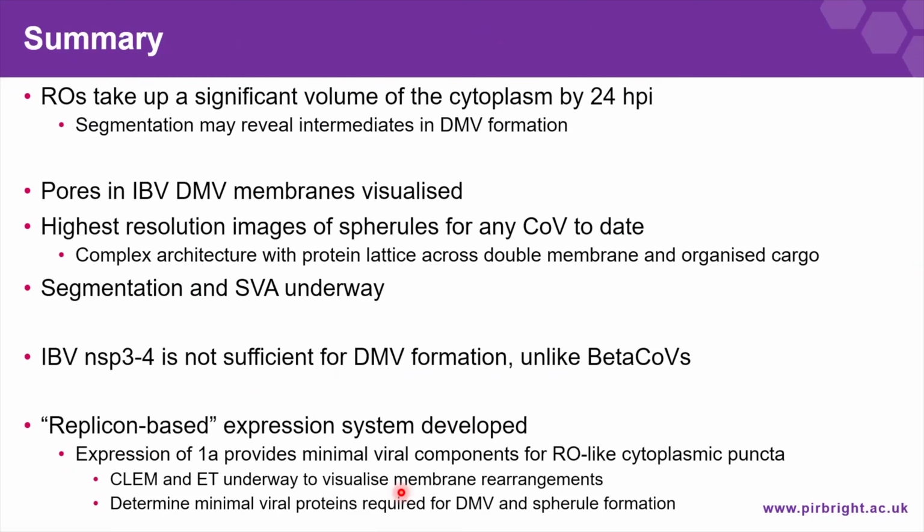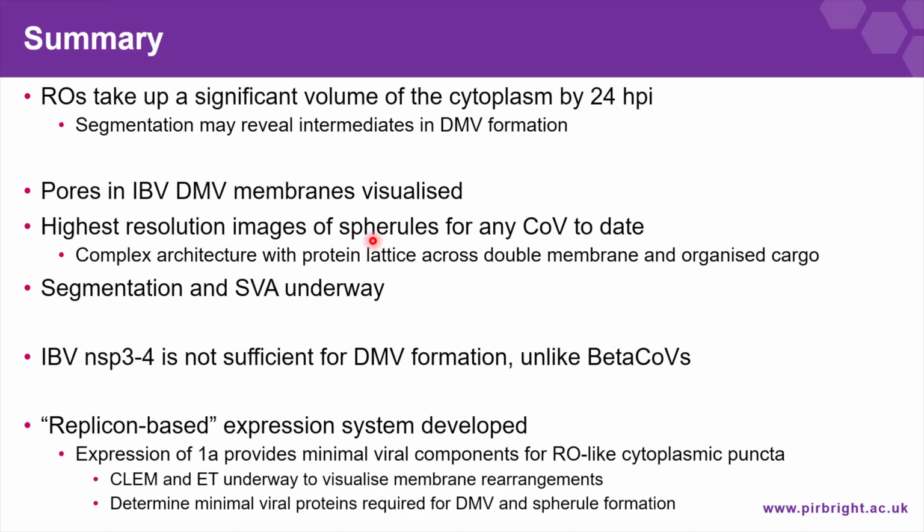So to summarize, we have confirmed that replication organelles take up a really significant volume of the cytoplasm of infected cells by 24 hours post-infection. And we're hoping that segmentation may reveal intermediates in DMV formation. We have visualized pores in the IBV DMV membranes, so we're hoping to compare those to the pores that are formed by other coronaviruses. We have the highest resolution images of spherules for any coronavirus to date. They've got a really complex architecture. So they've got that protein lattice that I showed you that crosses both membranes as well as an organized cargo.